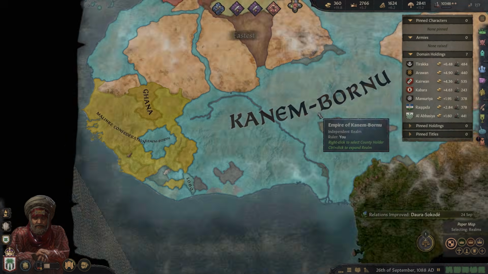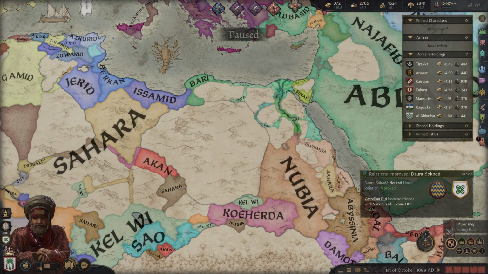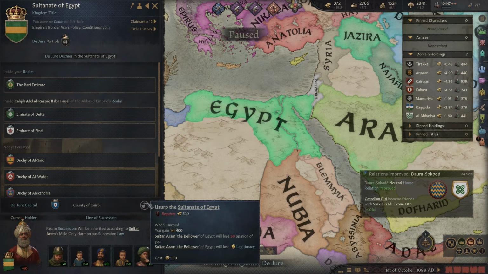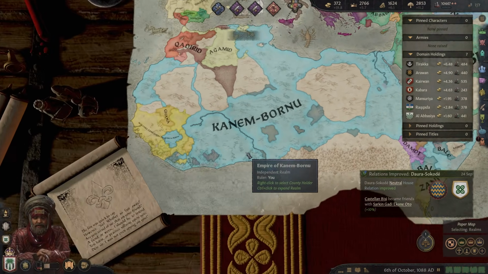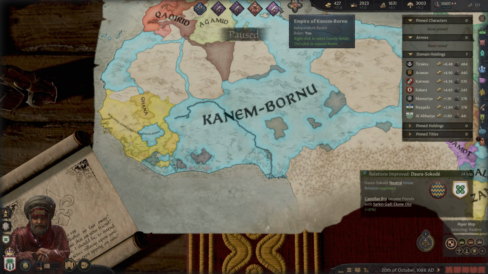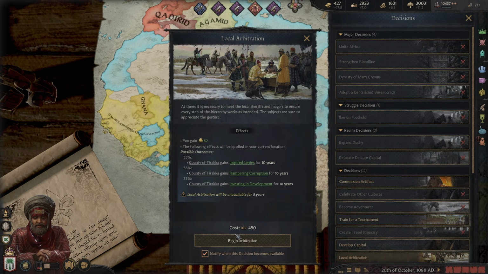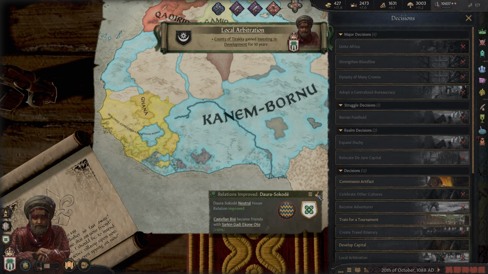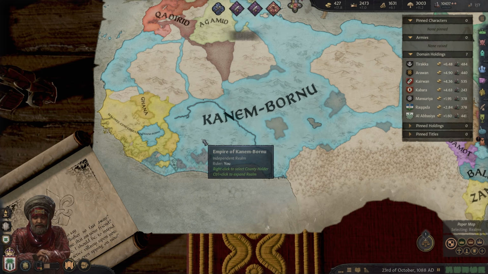Okay. Right. Neighboring ruler lost a war. It's okay. Wait, was that Egypt who lost a war? Yes. But I do need 500 gold to usurp it. Thank you for the renown. Local arbitration, we'll do that. We got investing in development. More development for our capital. Cool. Love to see it.